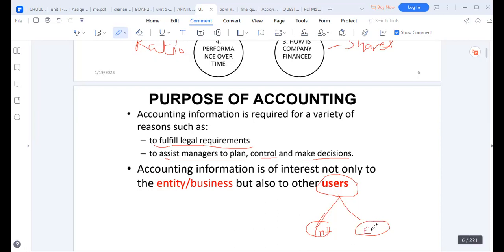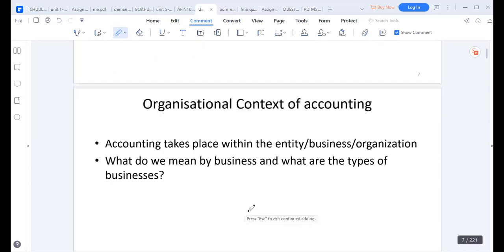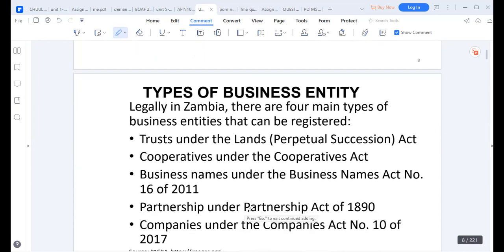Externally, the users will also be interested in financial accounting information, like the shareholders, who are the owners, to see how much dividend they must claim. The potential investors and shareholders also want to see whether their investment is being well used. The press want to give a report of the accounting. The government, through the inland revenue, like ZRA in Zambia, wants to know what tax is paid. The suppliers and the banks want to know, if they are to give us loan capital, whether we are reliable enough to repay it. So this is about the users.